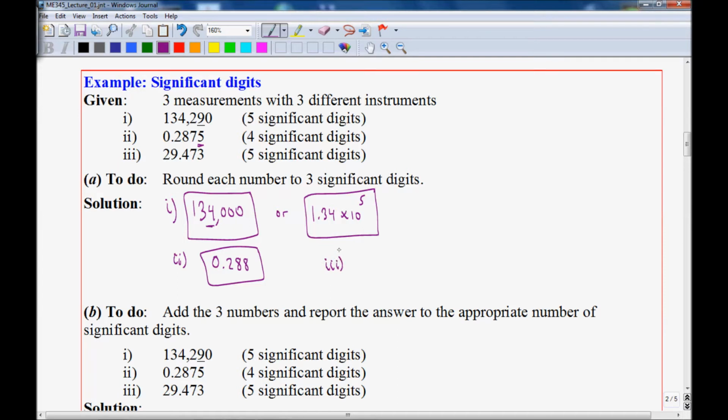The third case is 5 significant digits. We round to the number 4 there, to the right of the decimal place, and that would be 29.5.